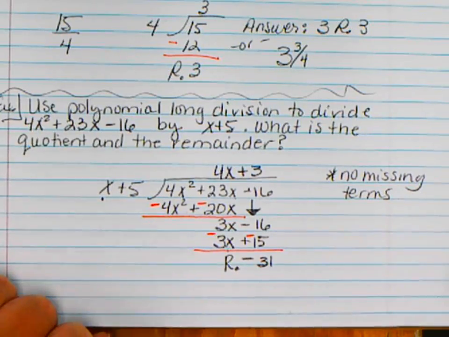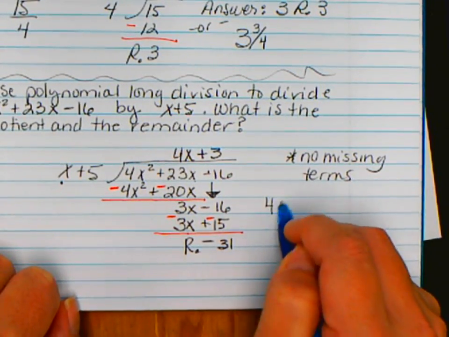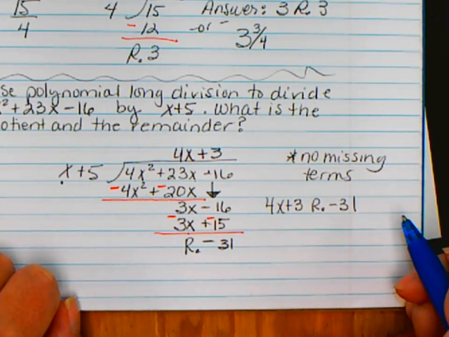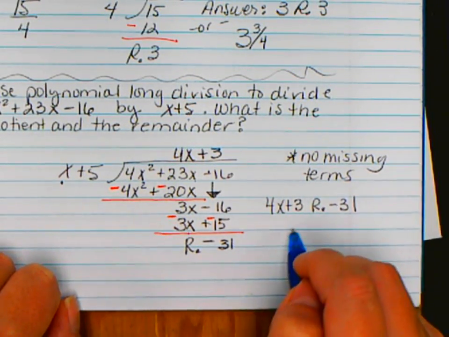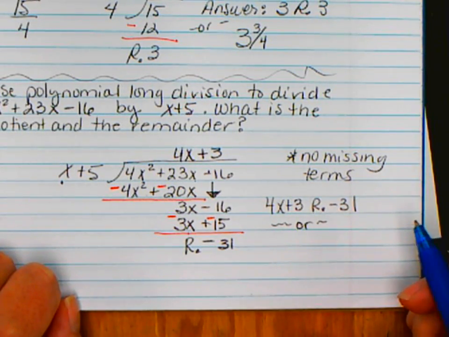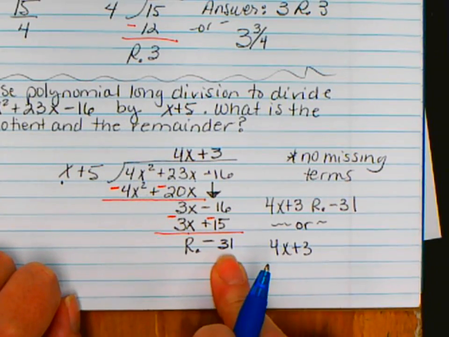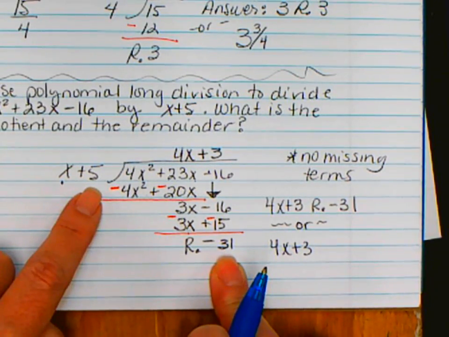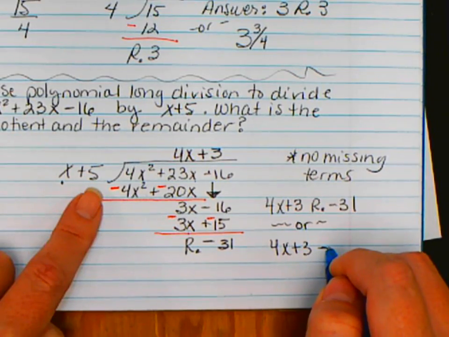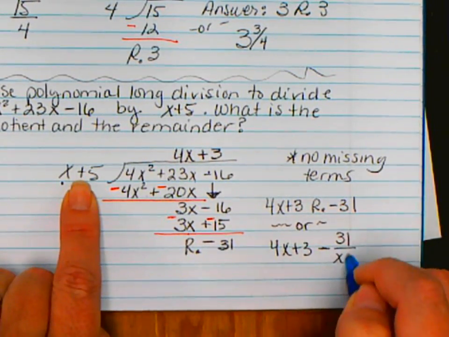So when you write your answer, you can either write it as 4x plus 3 remainder negative 31, or, just like we did before, you can do 4x plus 3, and then your remainder over your divisor. Since your remainder is negative, you usually write minus, and then the fraction, 31 over the divisor, x plus 5.